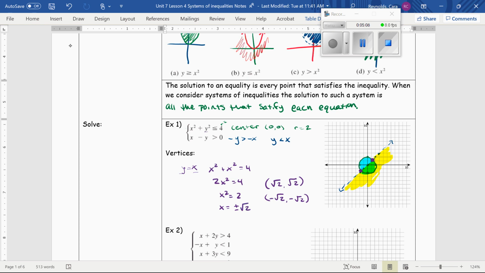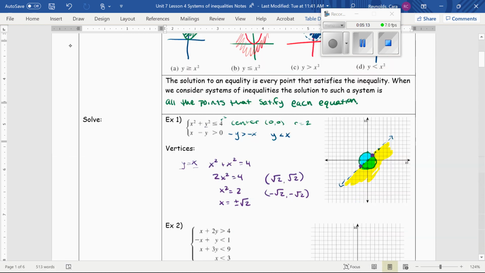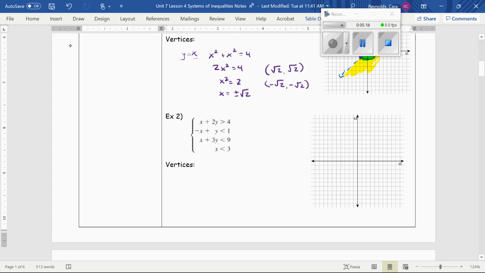Right. This other one we will do together in class, or go ahead and try it on your own, or at least graph it on your own. We can talk about the matrices.